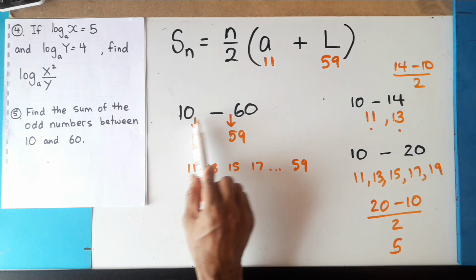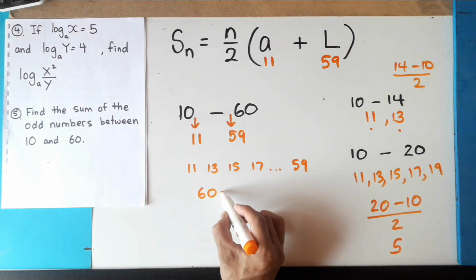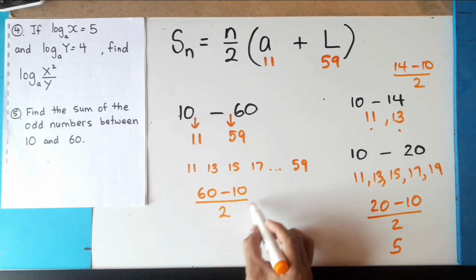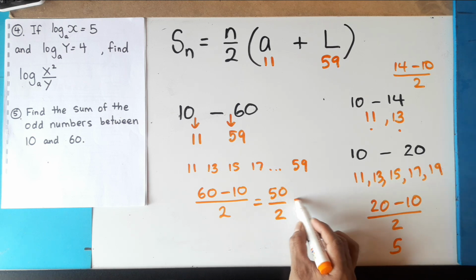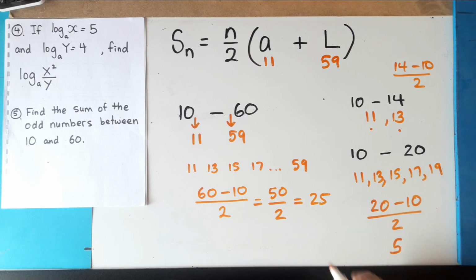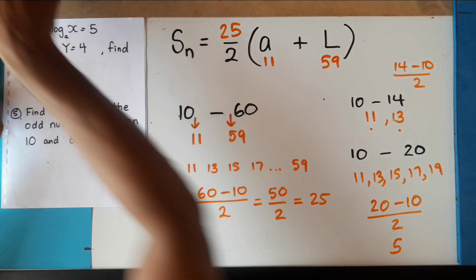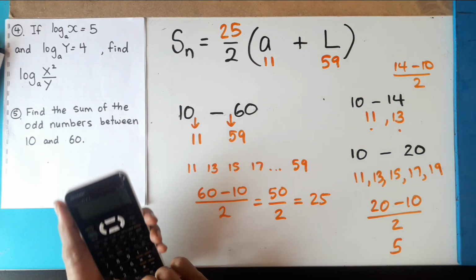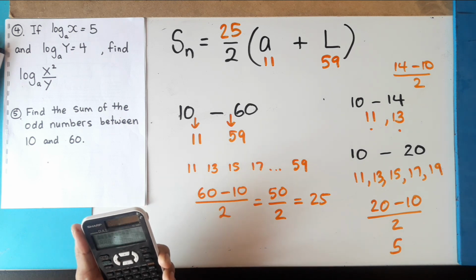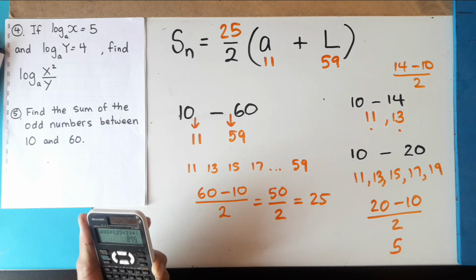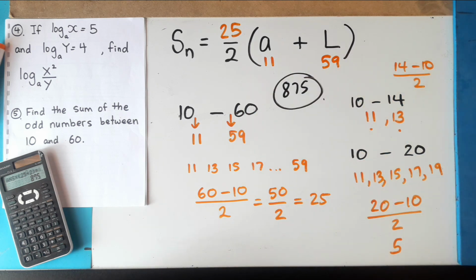So to find the number of odd numbers between 10 and 60, you subtract 10 from 60 and divide it by 2. 60 minus 10 is 50. 50 divided by 2 is 25. So that means we just have to replace n with 25. And we just work this out in our calculator. 11 plus 59 is 70, multiplied by 25 divided by 2. And we'll get 875. And that's our final answer for this particular question.